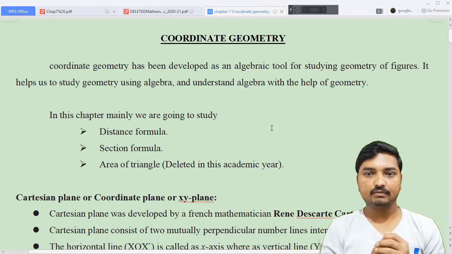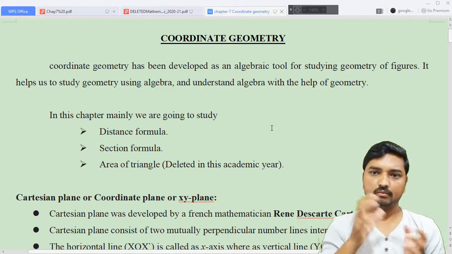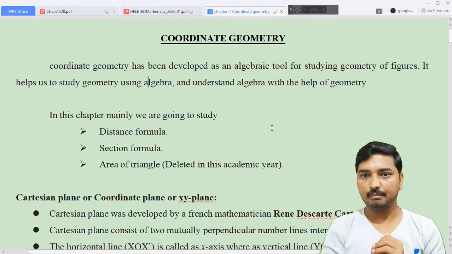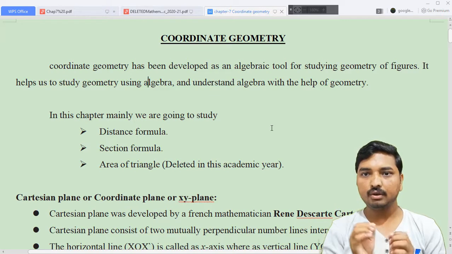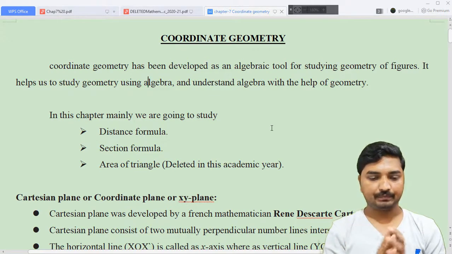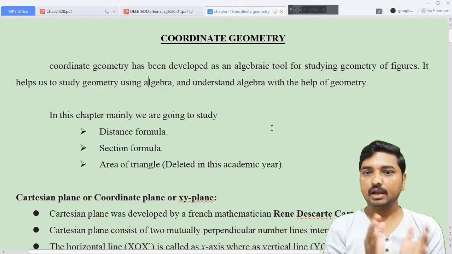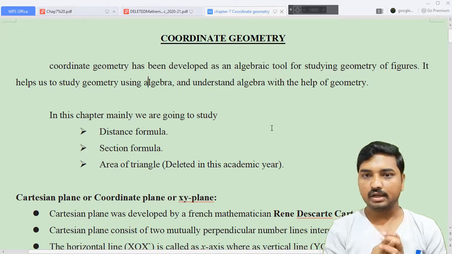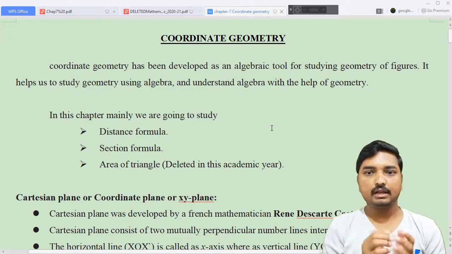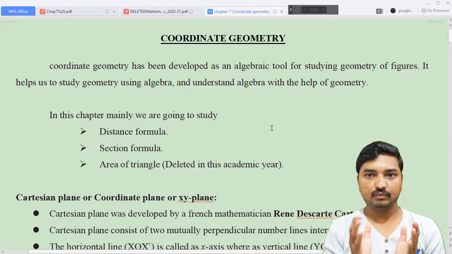So that's why in the first two lines I have given: understand algebra with the help of geometry. Geometry and algebra both combine here, so a new branch is formed. It is called coordinate geometry. In the previous year you studied the basic concepts of coordinate geometry, and later I'm going to discuss the same things with you.